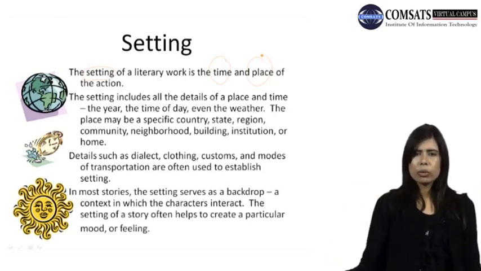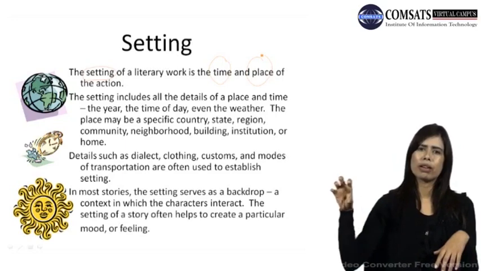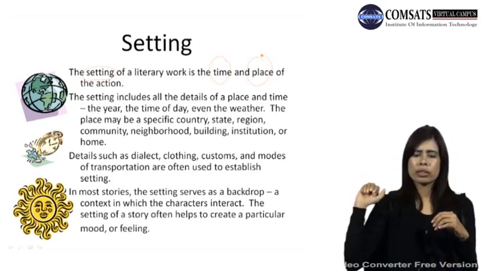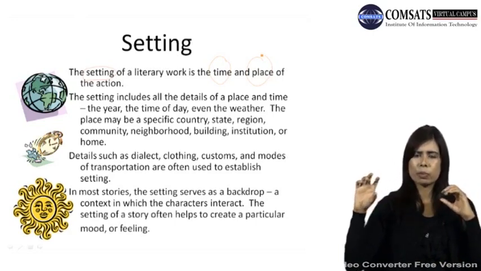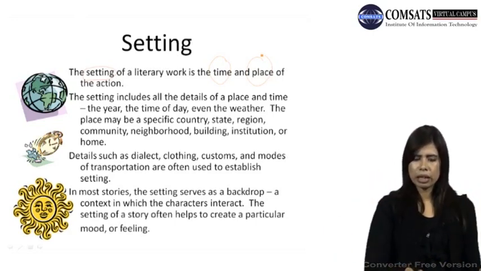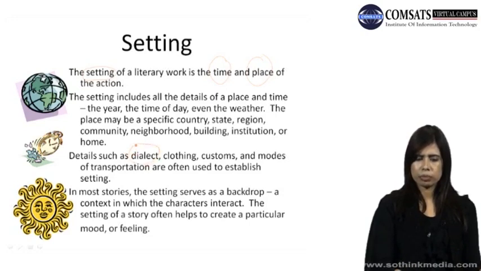Details such as dialect, clothing, customs, and modes of transportation are often used to establish settings. So here again, the kind of clothes those characters are wearing, and the dialect which they speak. Dialect, what do you mean by dialect? This is the variety of language.